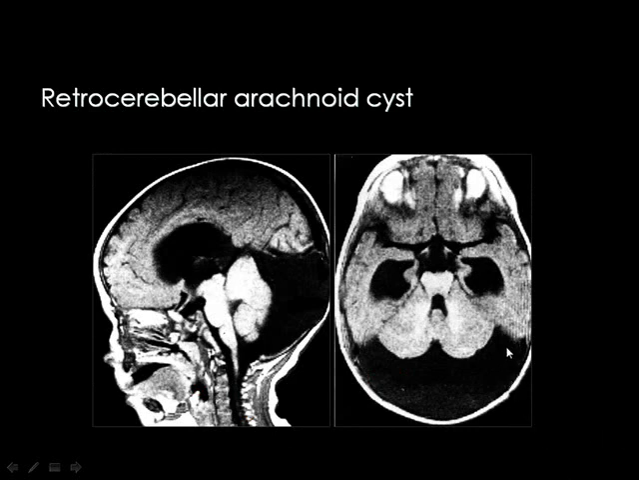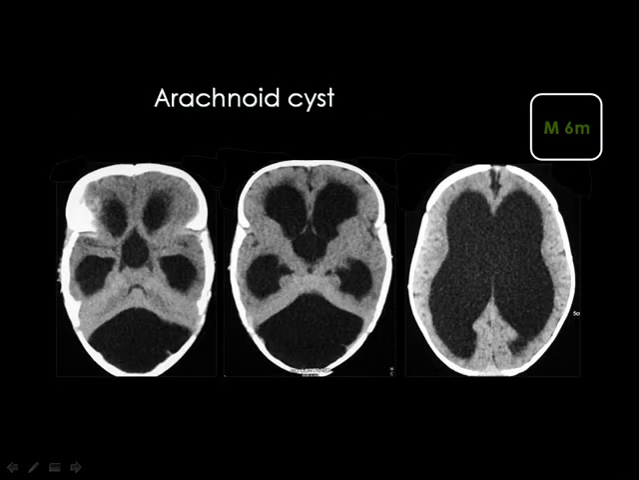Then behind the cerebellum, an arachnoid cyst may be present. In this case, the arachnoid cyst will compress the cerebellum. It will compress also the fourth ventricle, resulting in supratentorial hydrocephalic changes. But the vermis is okay, and the cerebellum is okay. This is the difference from the Dandy-Walker condition.